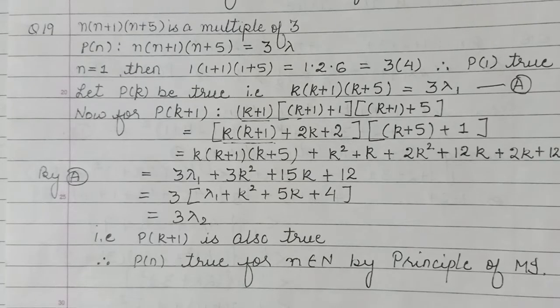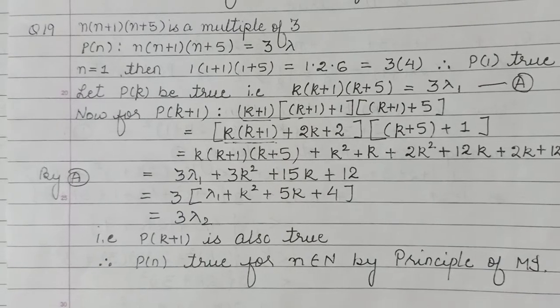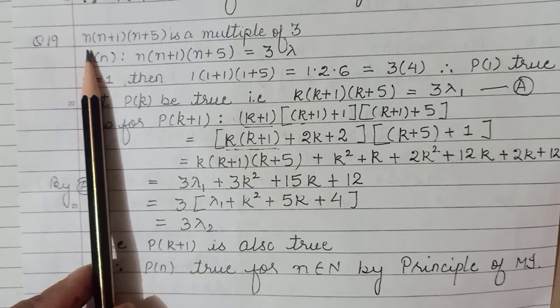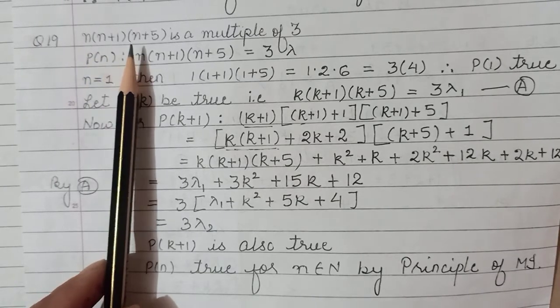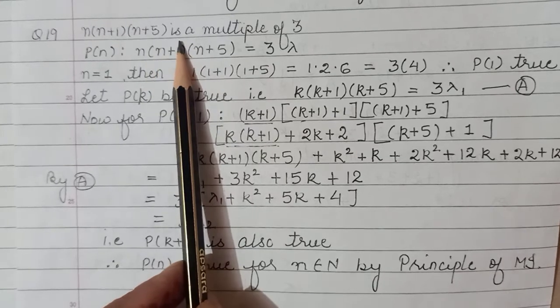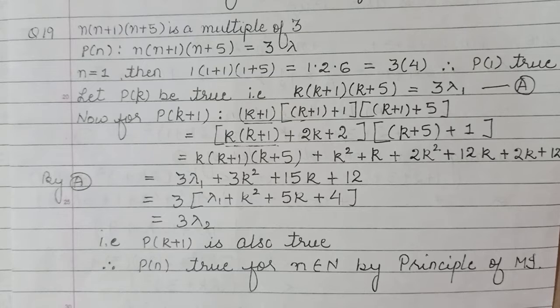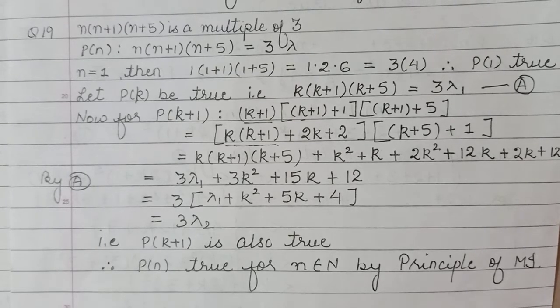Okay, class 11, we have to take now questions on divisibility, proving divisibility questions by the principle of mathematical induction. So the 19th question there, this expression is given to you: n into n plus 1 into n plus 5. The product of these three numbers would be a multiple of 3. Whenever we say a multiple of 3, it clearly has a factor 3 to it.